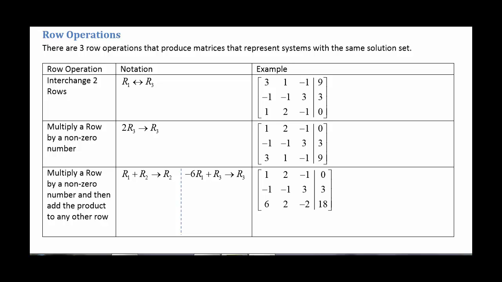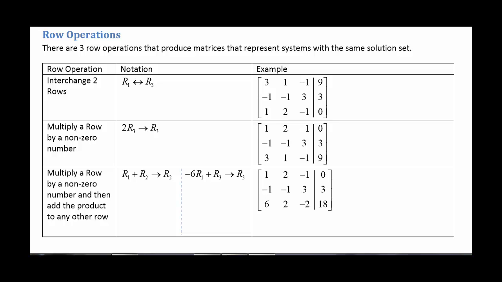All right, so what are these new row ops? What is this new set of rules? And they're not as shocking as one might imagine. There's only really 3 row ops that we're ever allowed to do in a matrix, at this moment at least. And they are: interchange 2 rows, multiply a row by a non-zero number, and multiply a row by a non-zero number and then add the product to any other row.